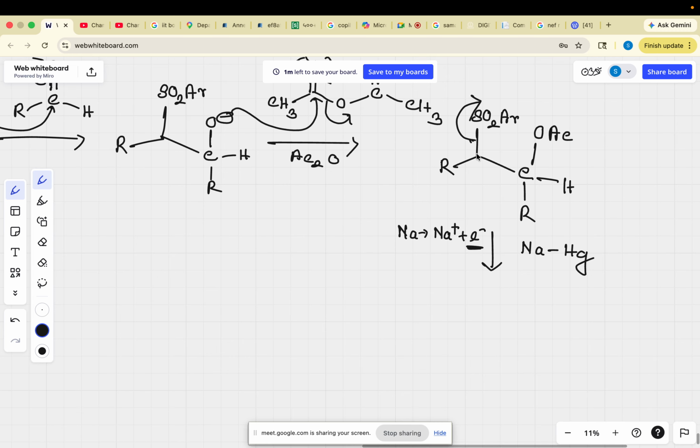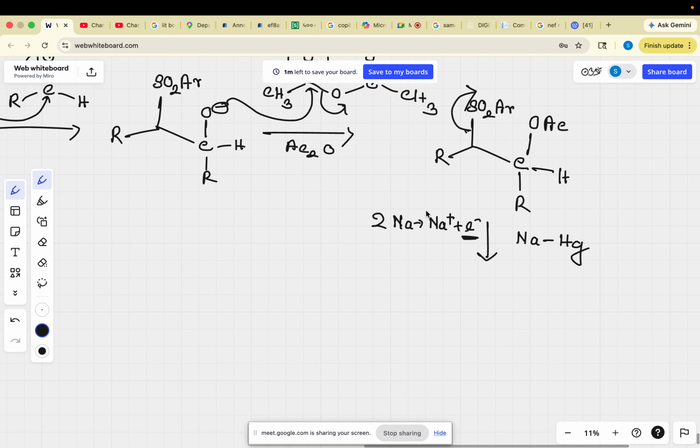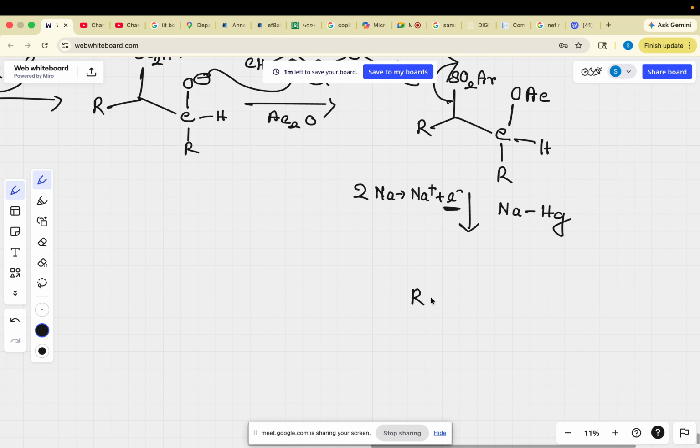Positive charge will form here, and if you give now sodium, initially you will get a radical, and then if you use two equivalents of sodium, what you will get is basically a negative charge, right? So like your Birch reaction. Okay, so you are getting negative charge here, and once you get the negative charge here, OAc will leave. Okay, OAc will leave, but keep in mind, you will get here E alkene, not cis alkene, trans alkene you will get here.